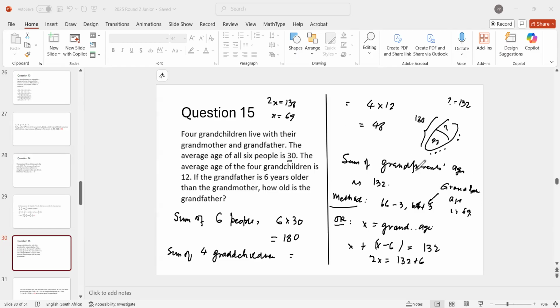And that's what I had. You see, I had here 66 plus 3, which is 69. And that's your grandfather's age. That's the answer to the problem.